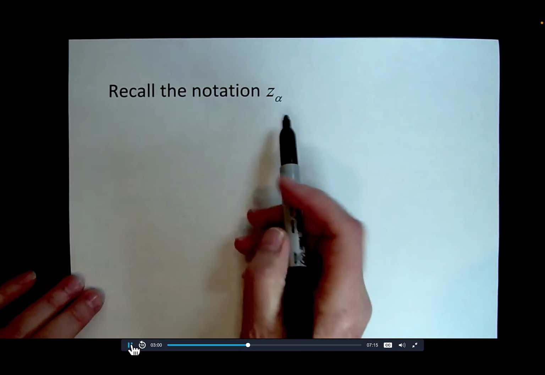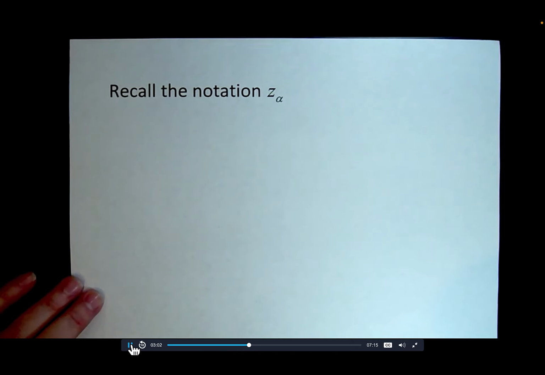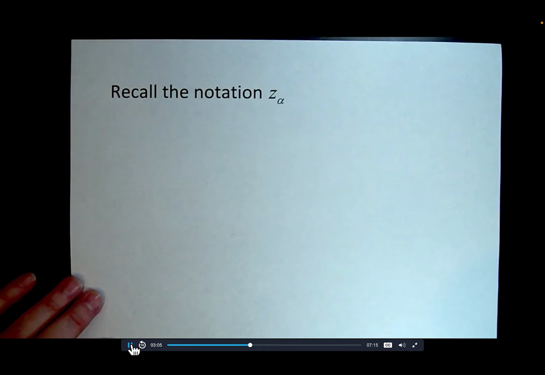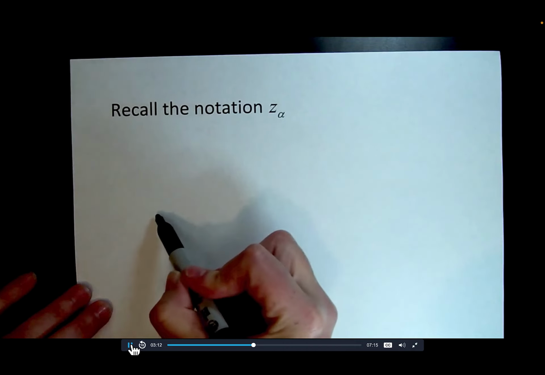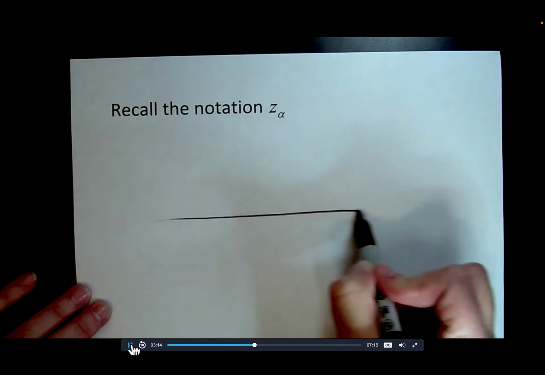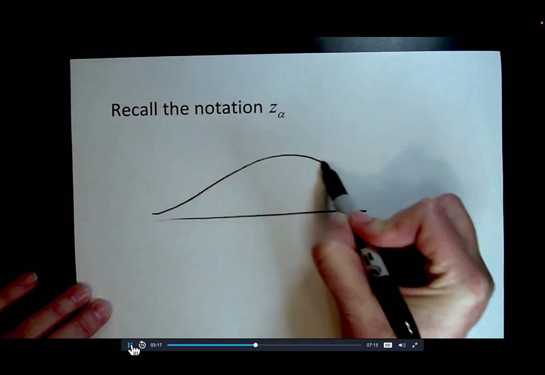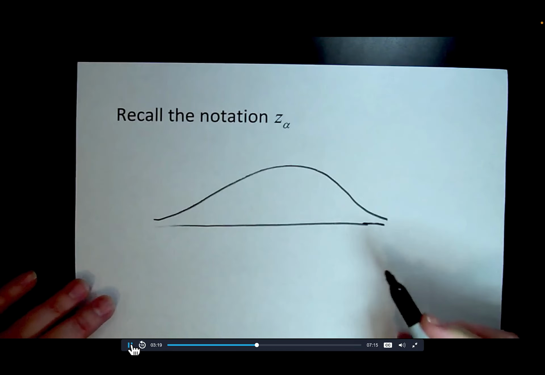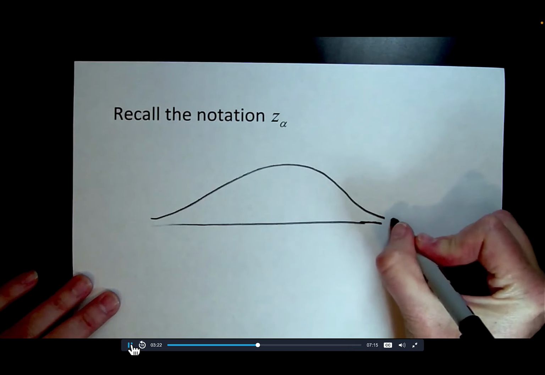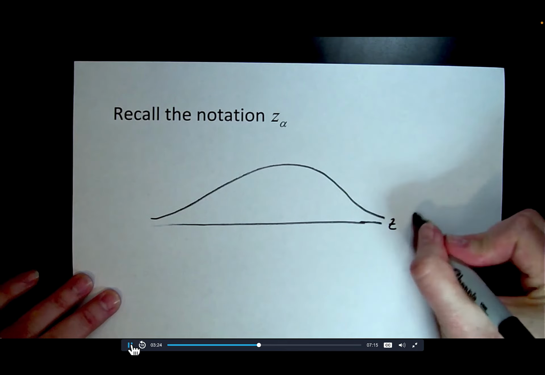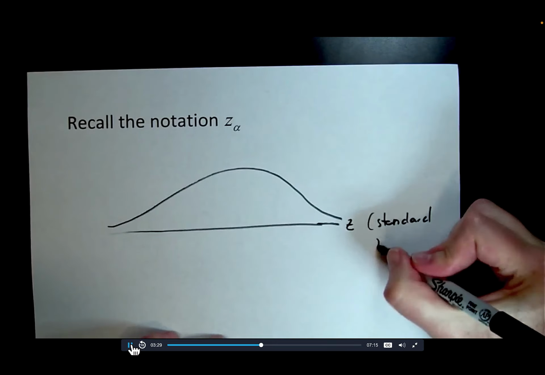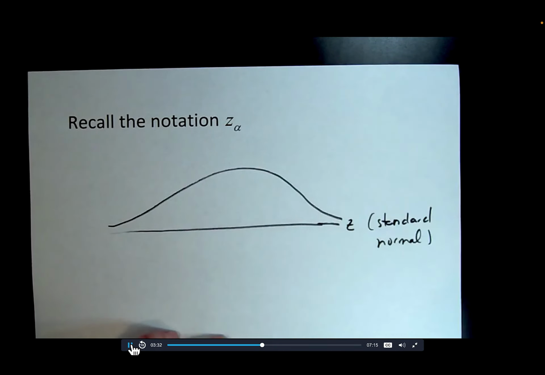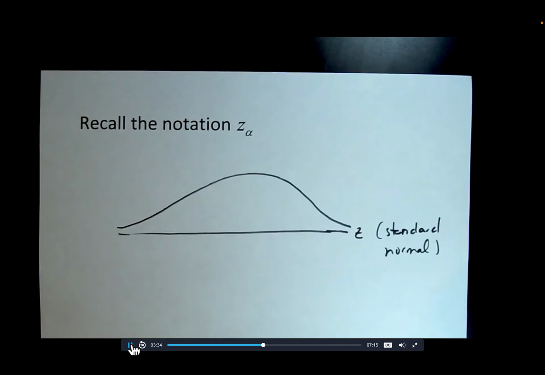So first of all, there's this notation Z sub alpha that we've seen before, and I think it was even flagged as an important notation, and then we didn't do anything with it. So it's very possible that you don't remember what that was. Let me just remind you, Z refers to the standard normal probability distribution. So this is our Z. Standard normal. And we've done a whole bunch of stuff with that.